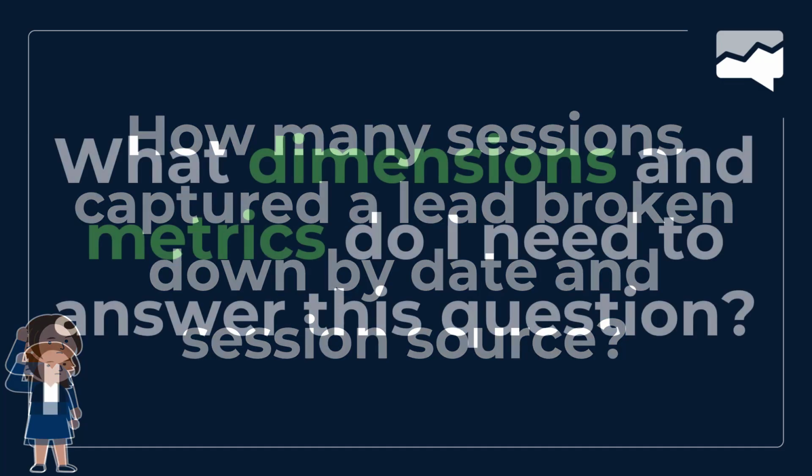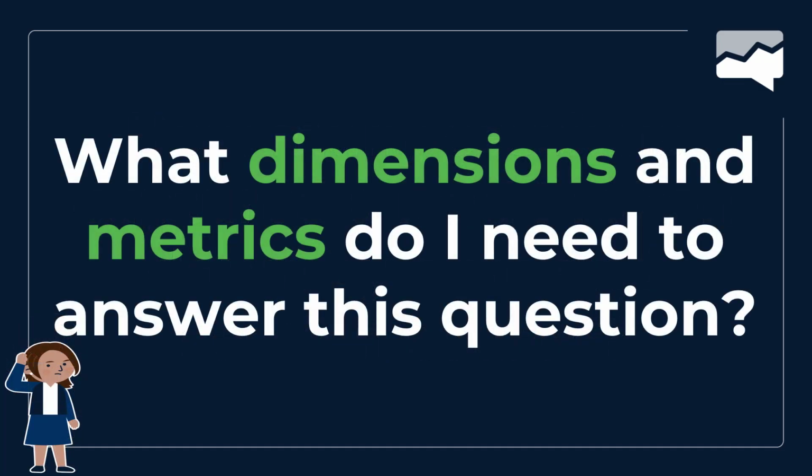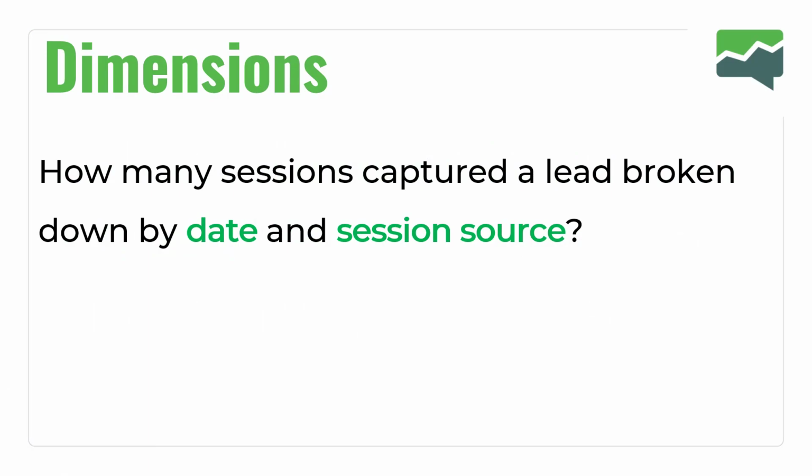So the first question you have to ask yourself, you guys should be screaming at the monitor saying, oh yeah, I need to ask myself what dimensions and metrics do I need to answer the question. So how many sessions captured a lead broken down by date and session source? Right away, from the previous question, I'm pretty sure you're like, I know I need the dimensions date and session source. But there is another dimension you need. You need the dimension that's going to tell you a lead was captured. So let's talk about that. What dimension will tell you that?